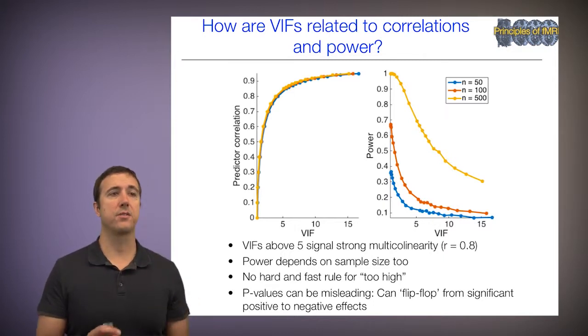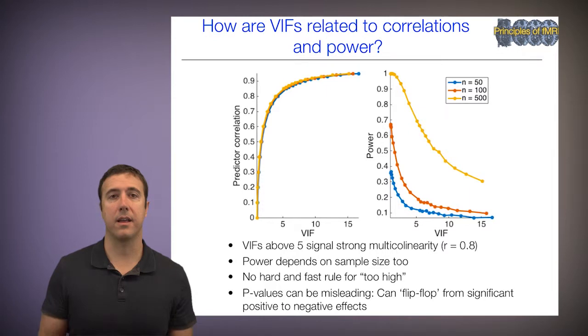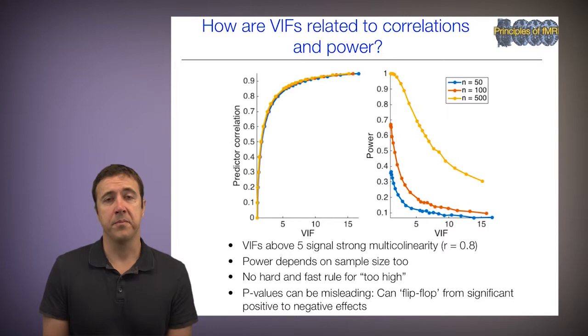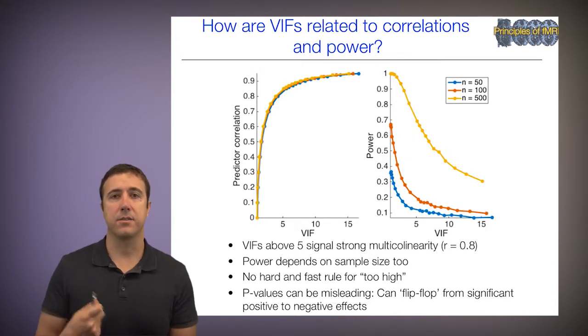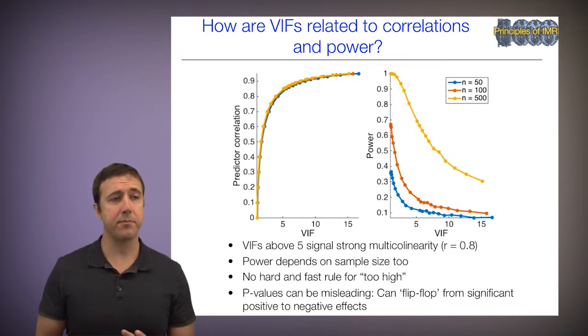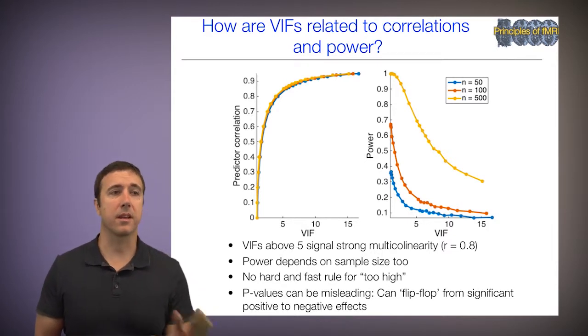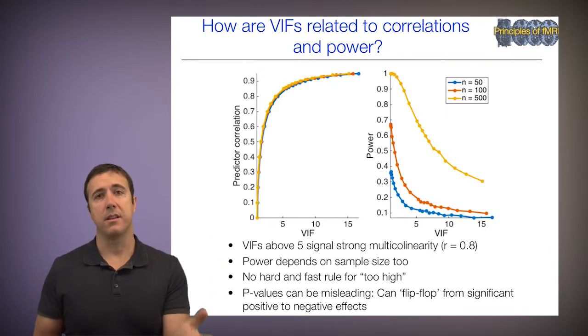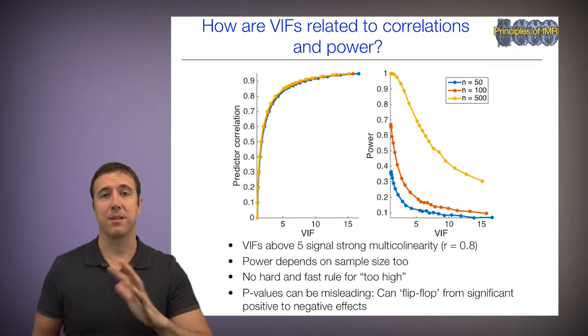So these are smooth curves. There's no hard and fast rule for how high is too high. How high is too high depends on your study design, your sample size, and also your goals. In some cases, the whole goal of the study is to disentangle some correlated predictors, and so some degree of correlation is inevitable. But if the correlations are very strong, then you're not going to be able to get the right answer no matter how large the sample. And here again, the p-values can be misleading. Because of multicollinearity with high variance inflation factors, the effects can flip-flop from significant positive to significant negative.